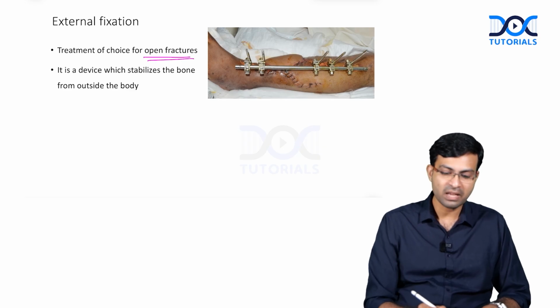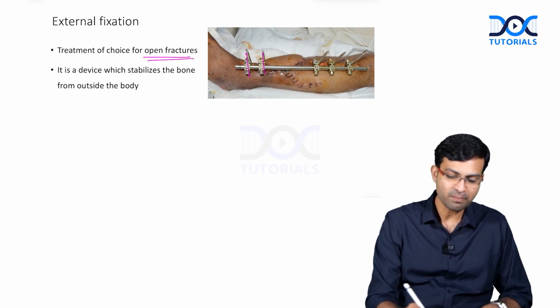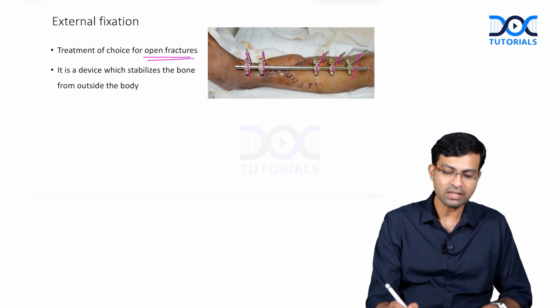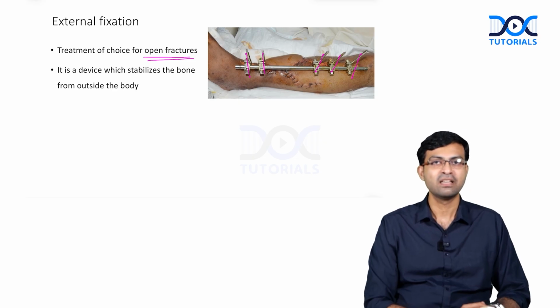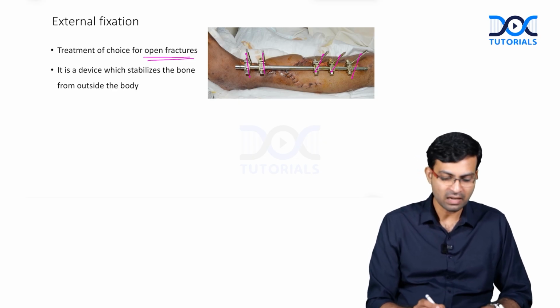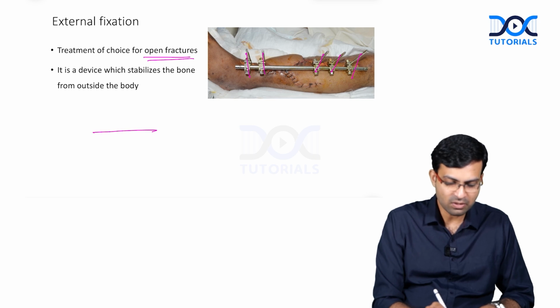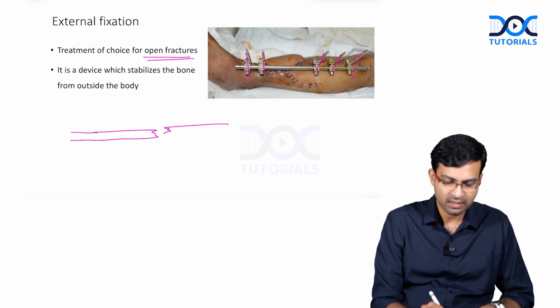It is a device by which we put pins or implants on the outside of the body to stabilize the fracture inside. So that is the concept of external fixation. But what is the mechanism here? I will draw a picture and show you. So imagine you have a fracture like this. This is an open fracture, unfortunately.